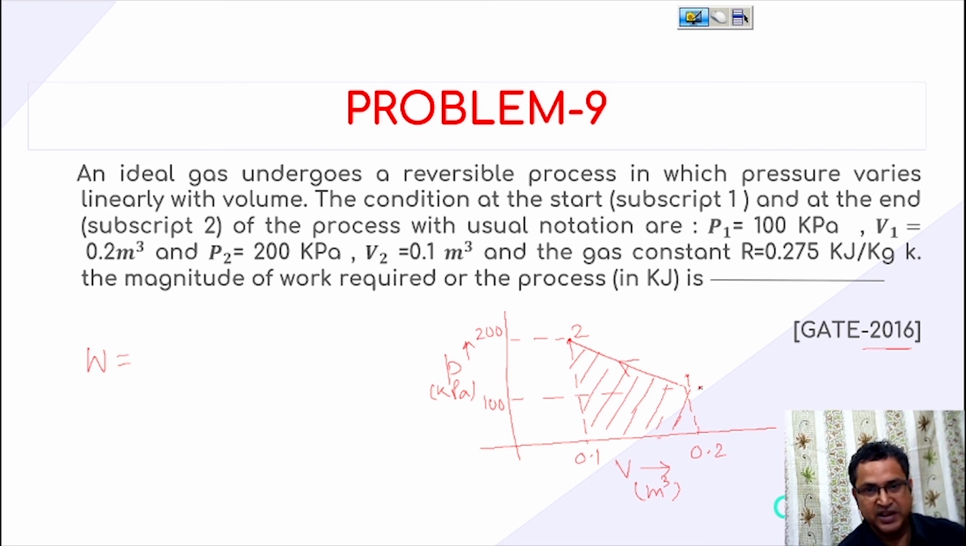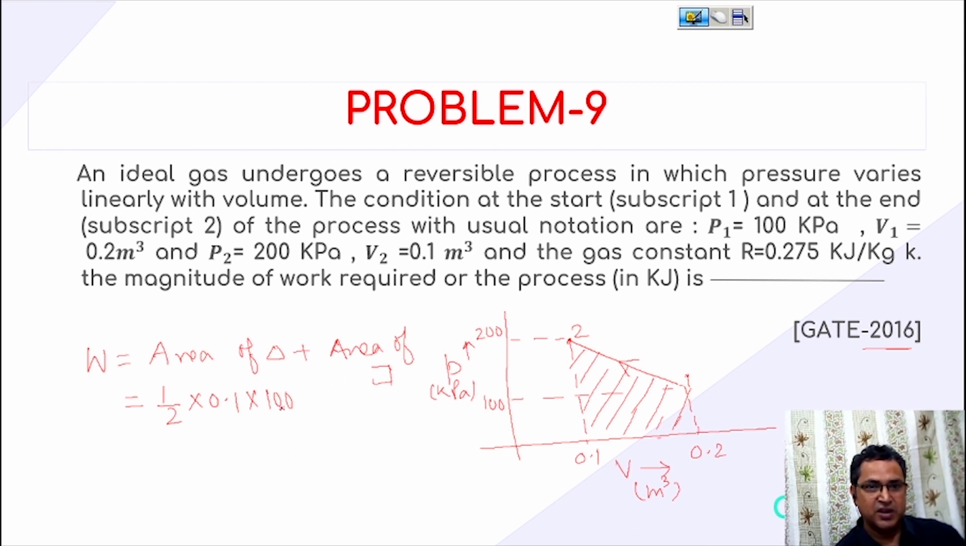So what is the area? The area is the area of this triangle plus the area of the rectangle. Total work done is the area of the triangle plus the area of the rectangle. Is it okay? So what is the area of the triangle? Half into base. What is the base? This is 0.1, this is 0.2, so the difference is 0.1. 0.1 into height. What is the height? 200 minus 100, that is 100 kilopascal. I am taking kilo as 10 raised to the power 3, to be used later on.